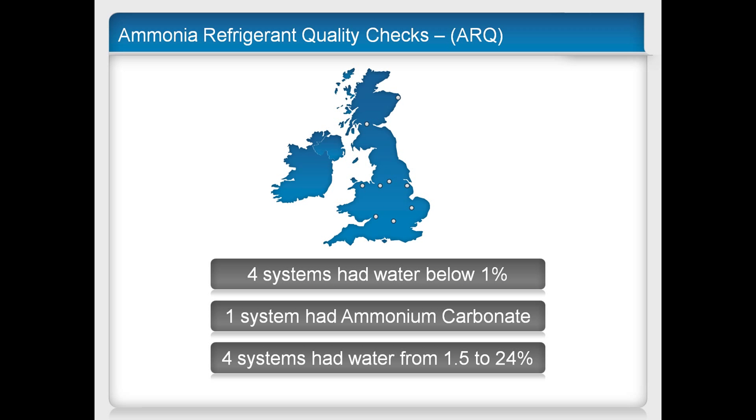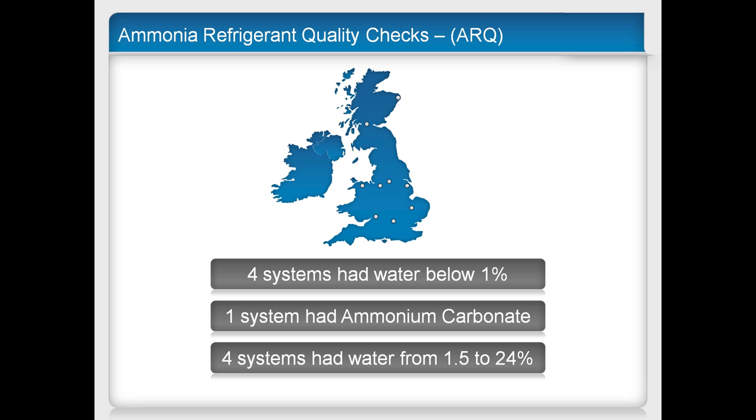Now we come to refrigerant quality check. So around about 2009, 2010, we took a decision to do a national survey of ammonia systems throughout the UK. Now, I don't know if you know, there's 9 branches, and that's really why we chose 9 sites. Now, so what did we find? Well, we found that 4 systems had a water contamination of 1% or below, which is acceptable as long as you monitor that. We found 1 system had ammonia carbonate in.